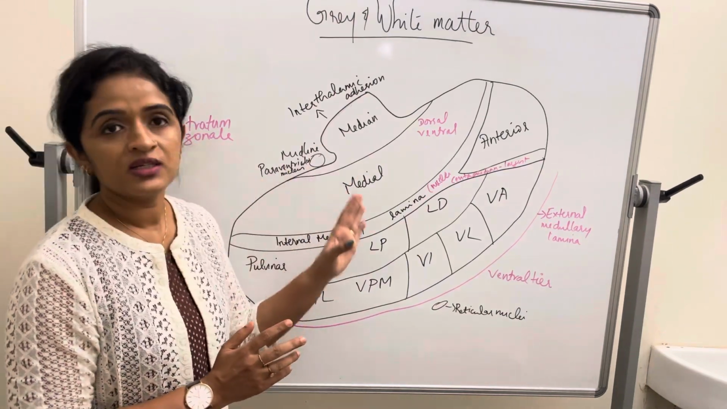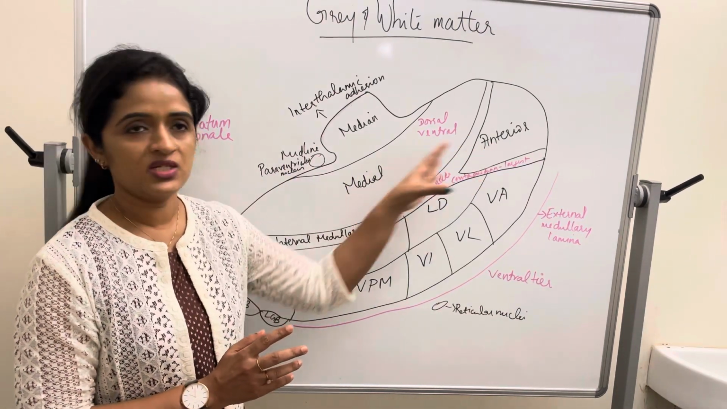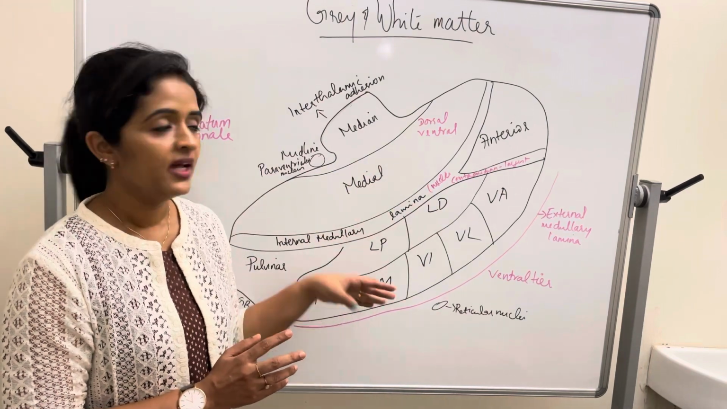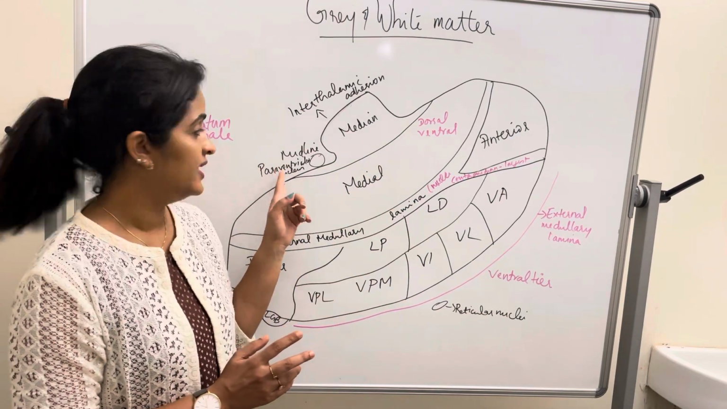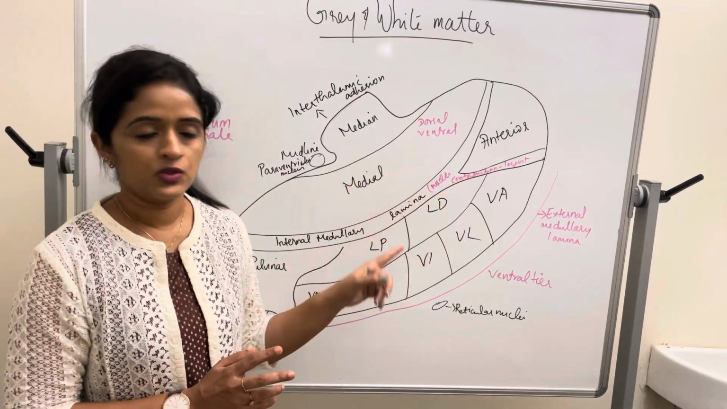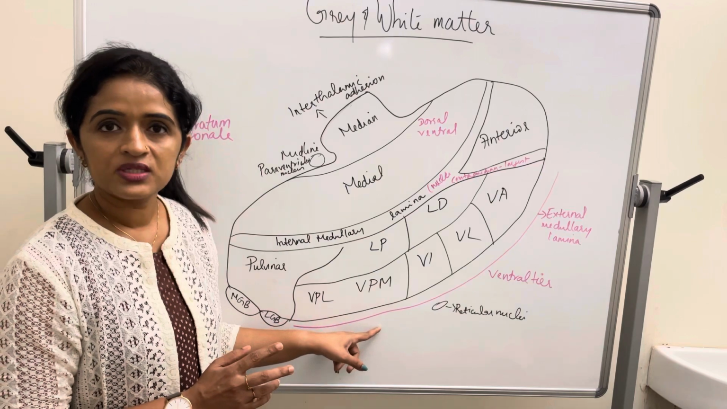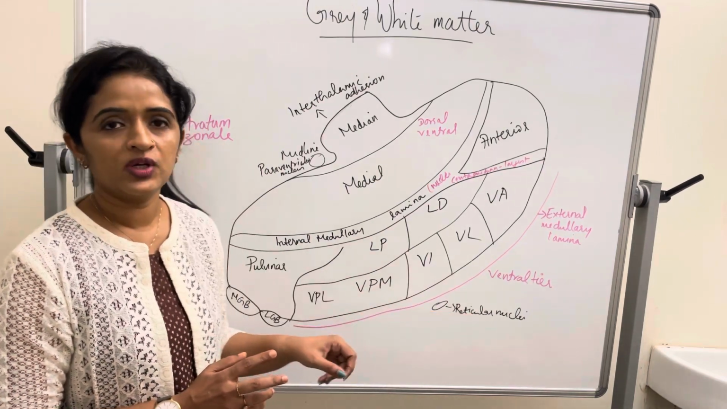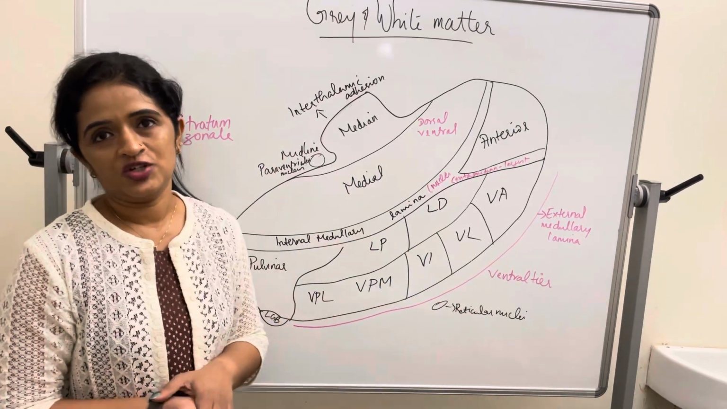So these are the different types of nuclei, the main group being the anterior, medial and lateral, and apart from that you can get the midline or paraventricular nuclei, the intralaminar nuclei within the internal medullary lamina, the largest being the centromedian. Then outside the external medullary lamina, that is the reticular nuclei, and you have the medial and lateral geniculate bodies.